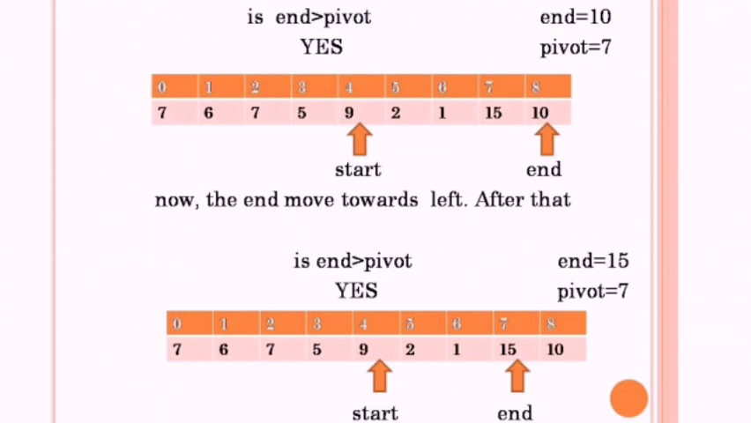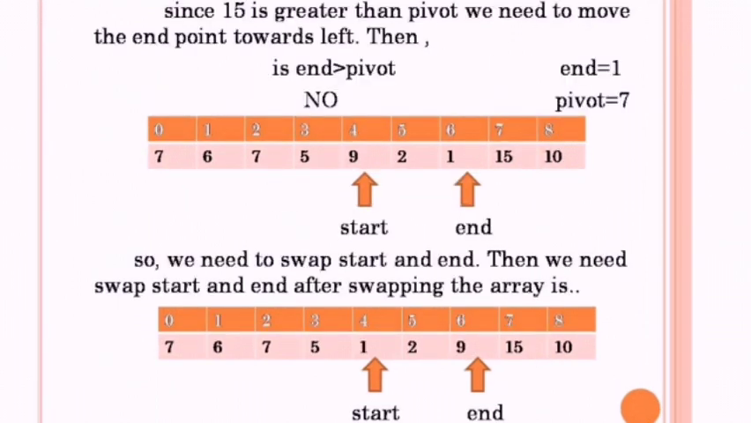After moving, the end point is 15 and the pivot is 7. Here, is end point greater than 7? Yes. Again we need to move the end point to the index 6. Since 15 is greater than pivot, we need to move the end point towards left.